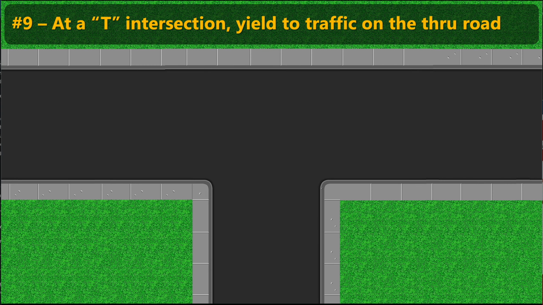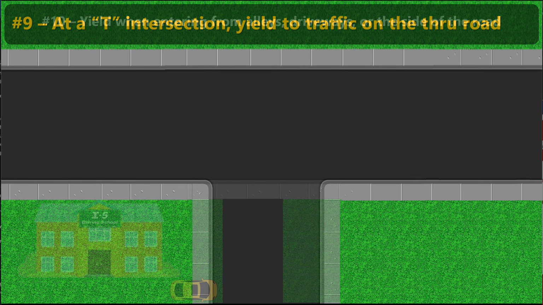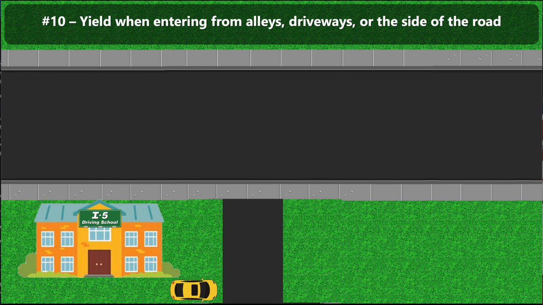Number 9, at a T intersection, you're required to yield to traffic that's on the through road. So there's no signage here, but this is the rule. You're required to yield to people on the through road. Number 10, you're required to yield when entering from alleys, driveways, or the side of the road. You'll see that's the beginning of the test. Your applicant is required to yield to people who are on the sidewalk, who are on the roads.